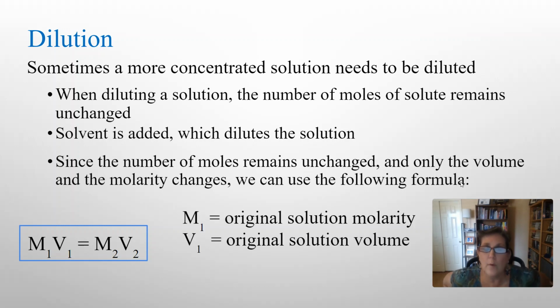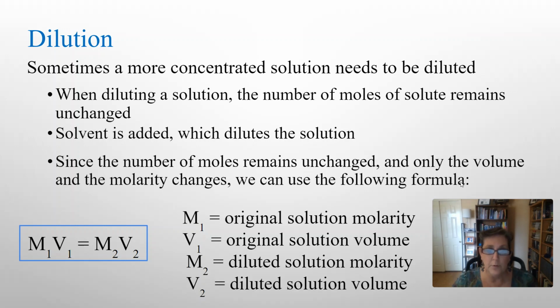M1 is the original or initial solution molarity. V1 is the original or initial volume. M2 is the diluted or final molarity. V2 is the diluted or final solution volume. M1V1 equals M2V2. All right, so we're going to use some algebra skills here. We've got some algebra coming up.